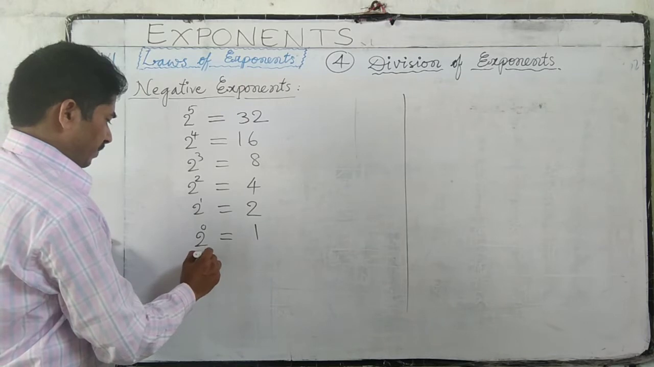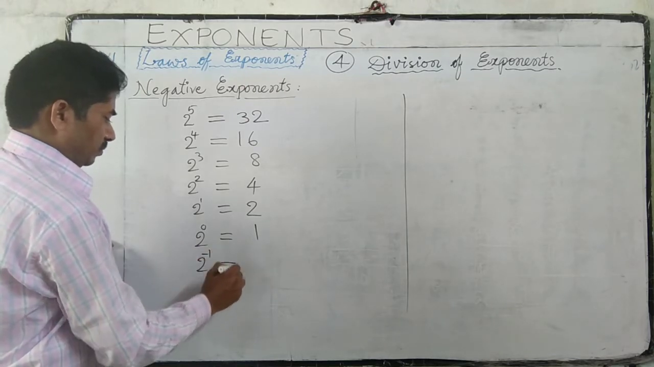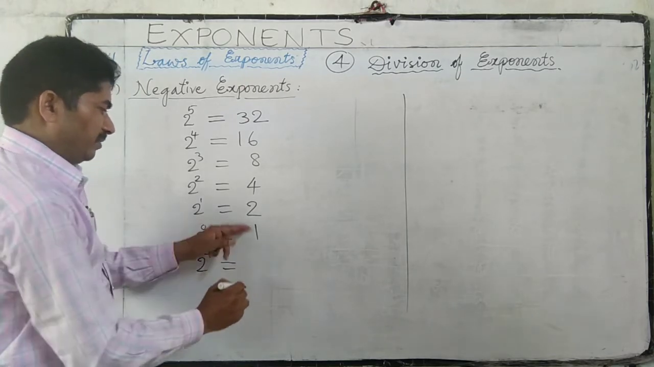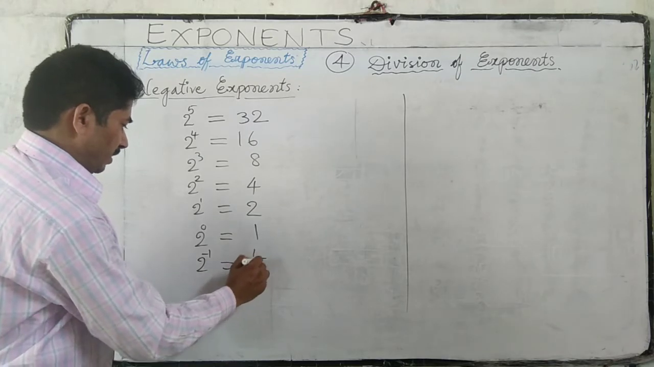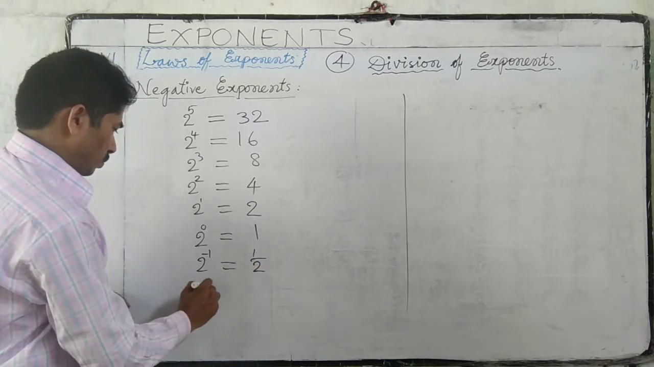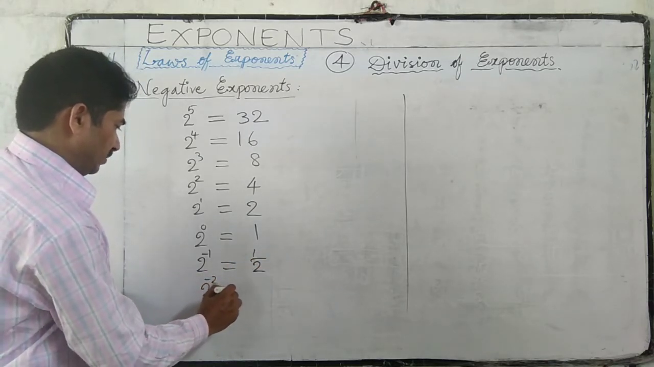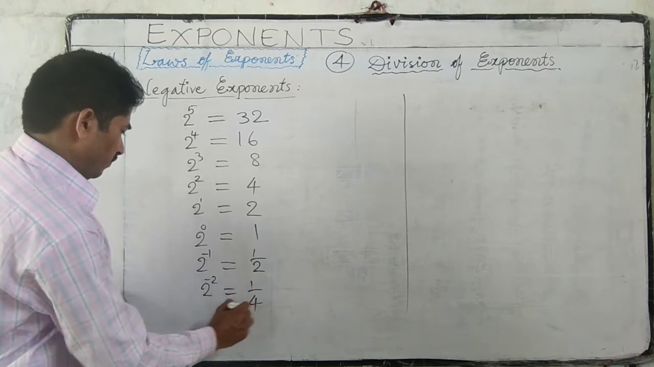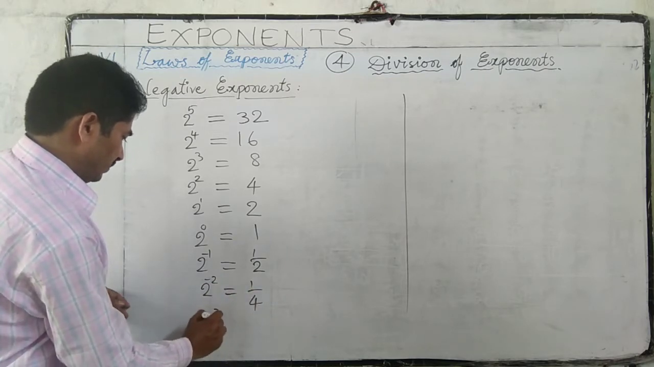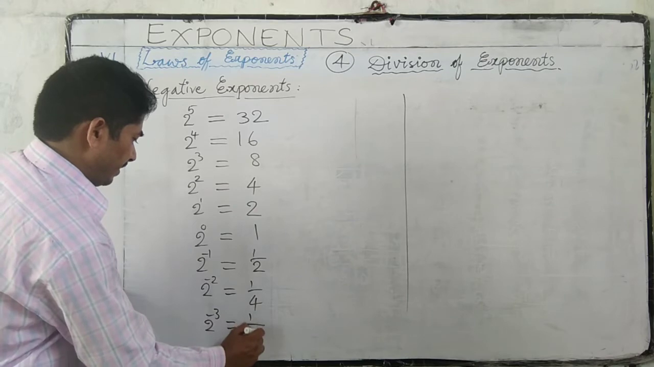2 to the power of minus 1 is equal to half, 1 by 2. 2 to the power of minus 2 is equal to 1 by 4. 2 to the power of minus 3 is equal to 1 by 8.